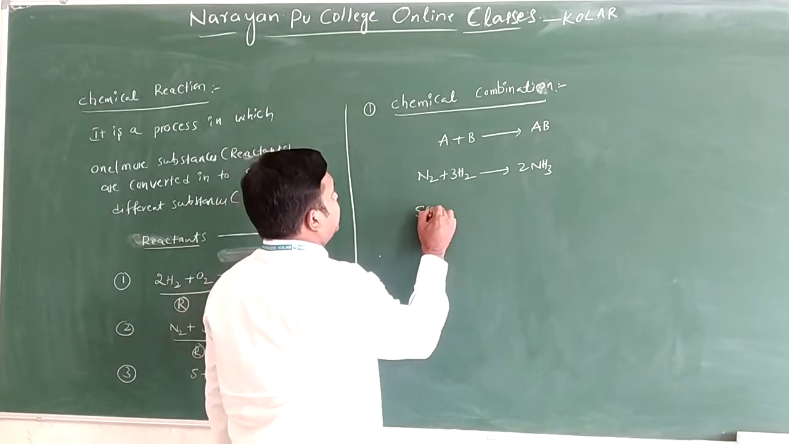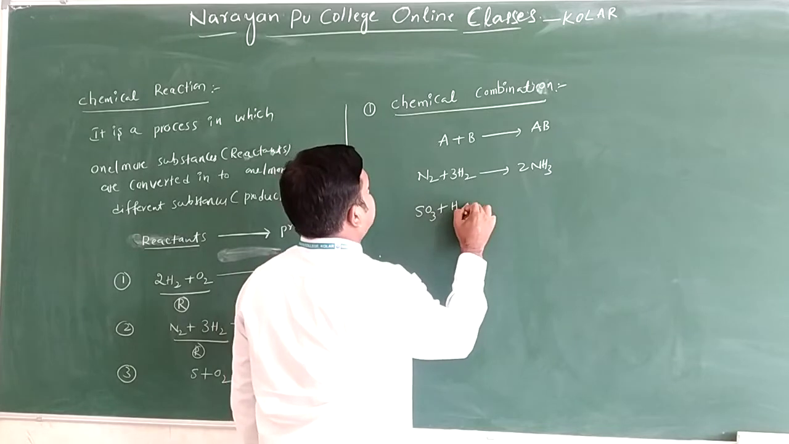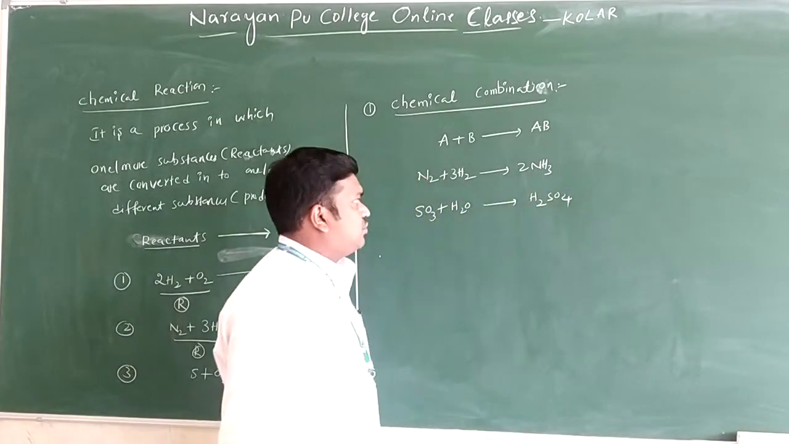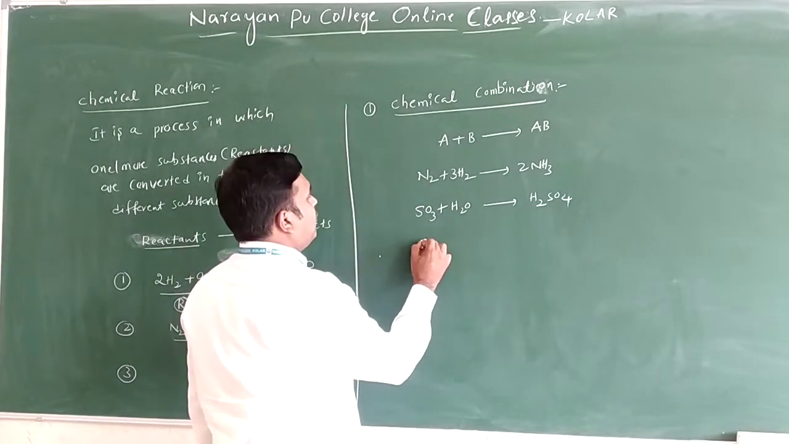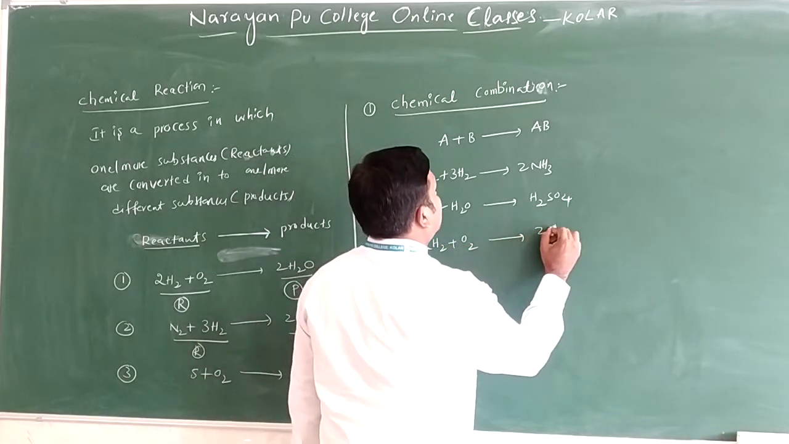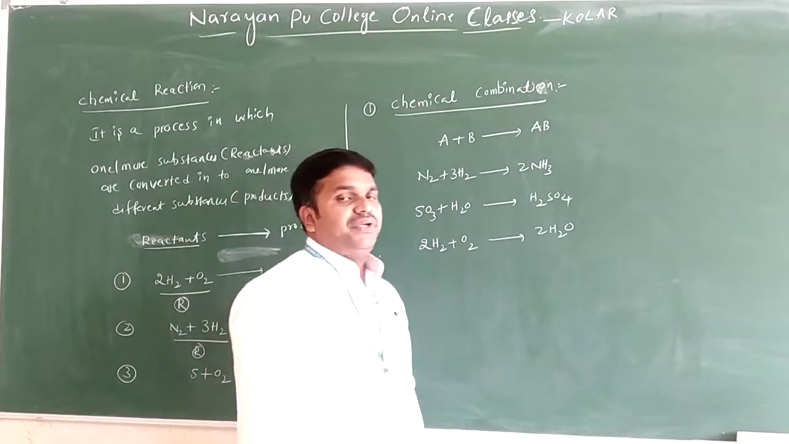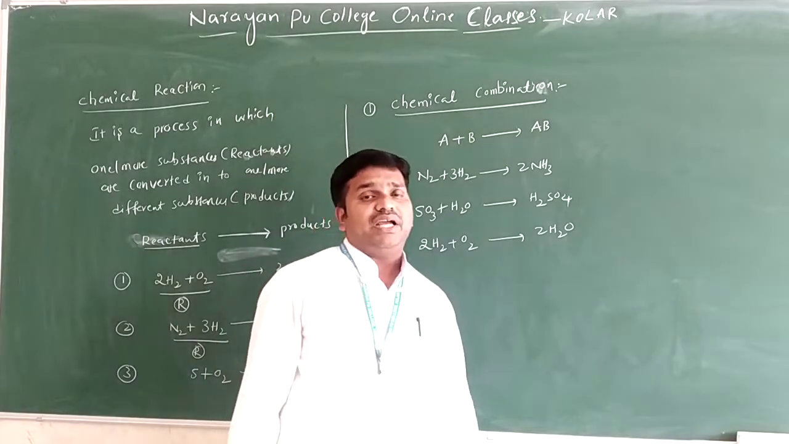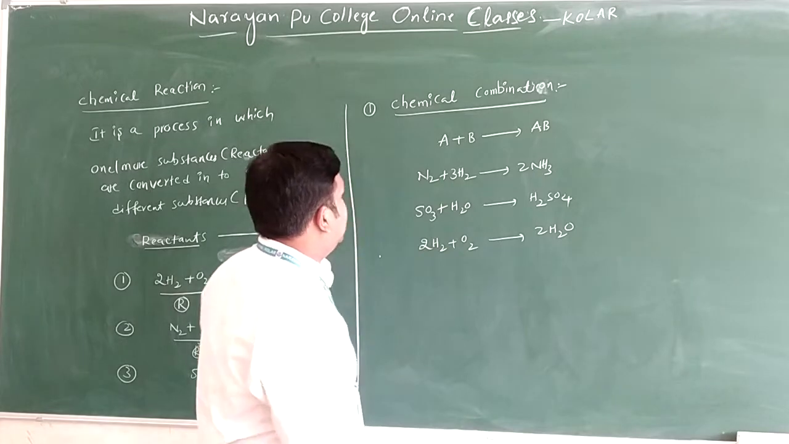We can write one more example: SO3 + H2O gives H2SO4. Clear? And one more example with water: 2H2 + O2 gives rise to 2H2O. In all these reactions, we observe that a single product is formed. So this comes under the chemical combination reaction only.